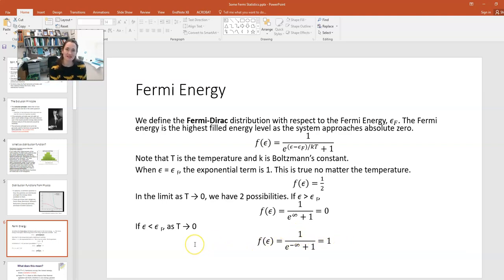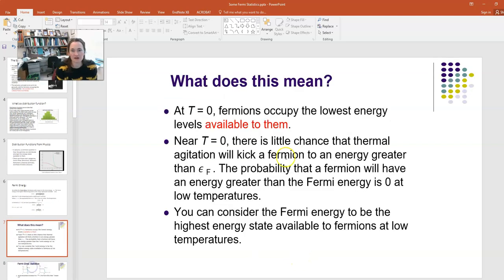So basically, if the energy of the particle is less than the Fermi energy as T approaches 0, then that's definitely an occupied state, right? It's occupied with a probability of 100%, 1. So what this means is that if you have 0 Kelvin, fermions are going to occupy the lowest possible energy states available to them. As they chill down, cool off, they're going to be in the lowest possible state that they can get.